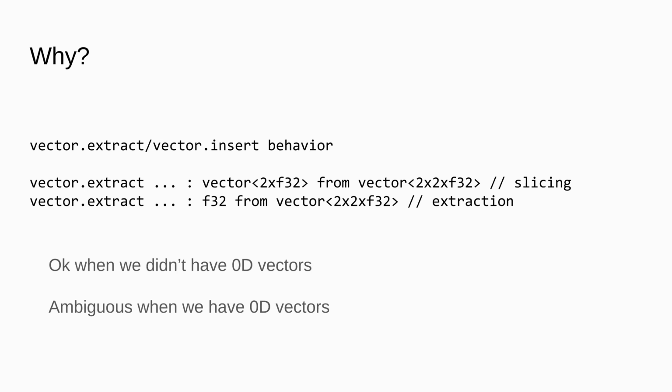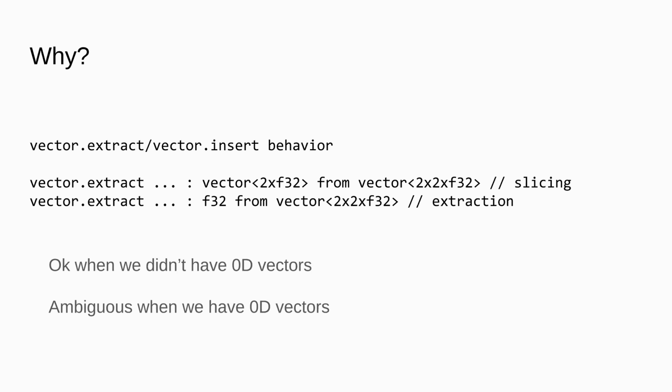It has slicing, when you don't pass a full list of indices, where you extract a subvector, but if you pass a full list of indices, it extracts a scalar. And it was okay when we didn't have 0D vectors, because there's no 0D vector, so you will extract a scalar. It was very clear.